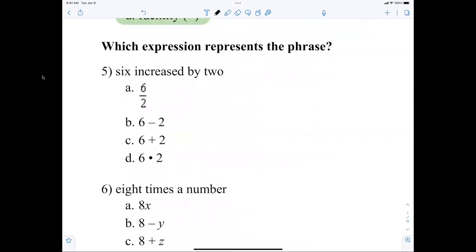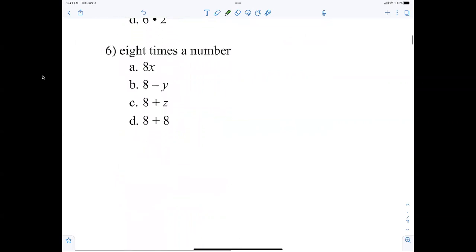How do I write 6 increased by 2? 6 plus 2. 8 times a number. 8x.